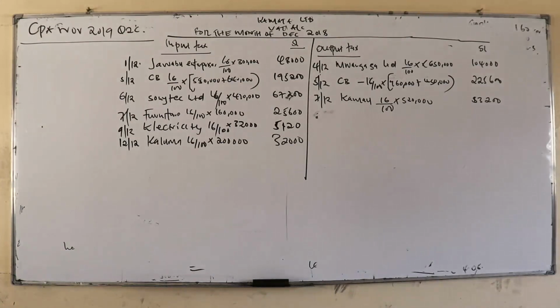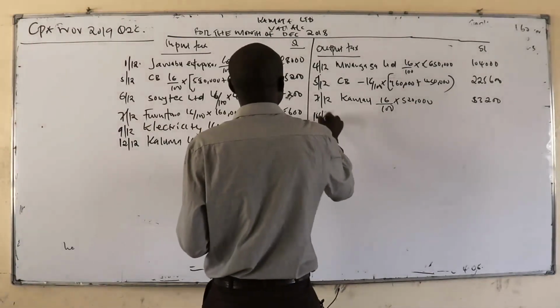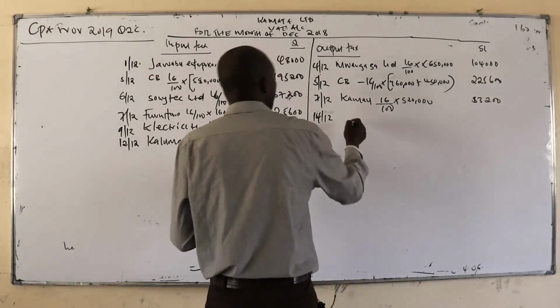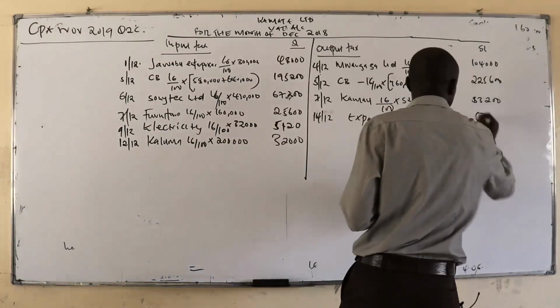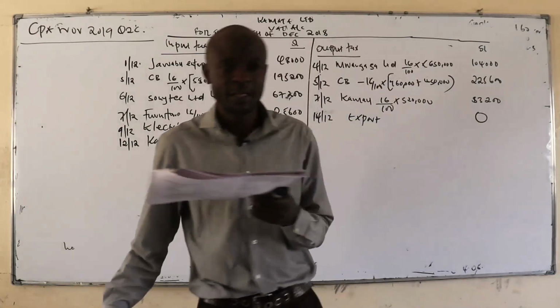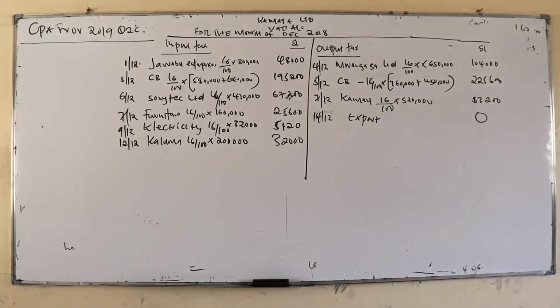That is 14th of December. That is sales of export, isn't it? Export, we said they are zero rated. You remember? Export, we said they are zero rated, isn't it? And then next.